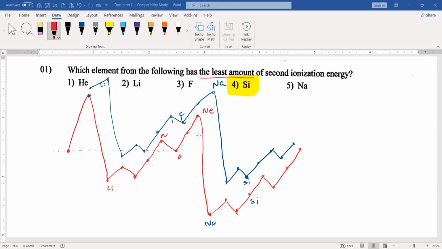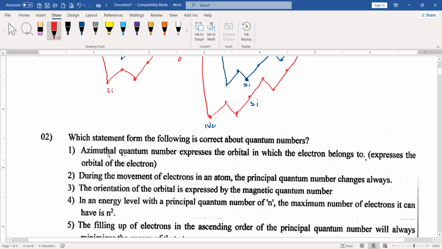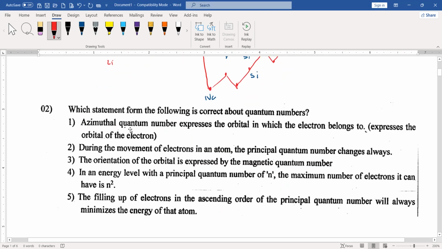The second question. Which statement about chlorine is correct about the quantum numbers? Azimuthal quantum number expresses the orbital in which the electron belongs to.